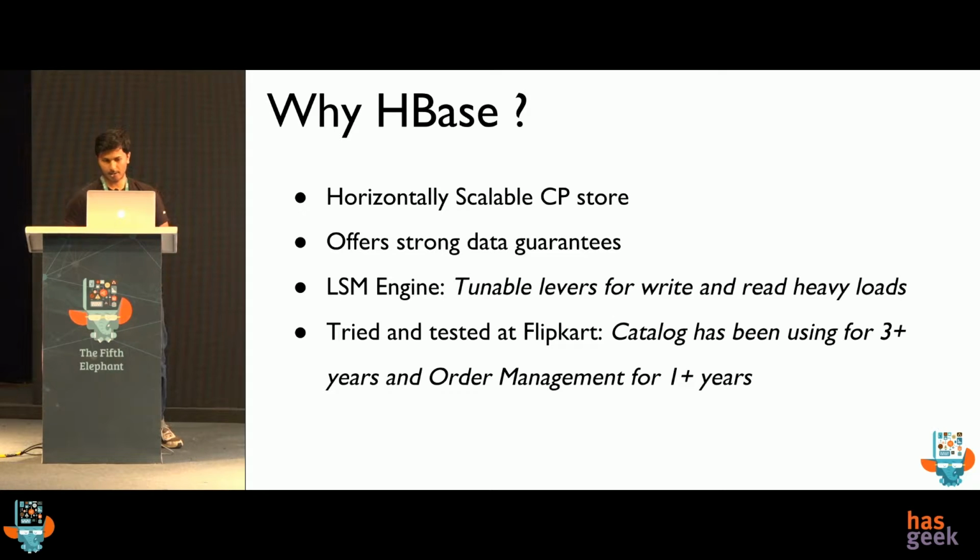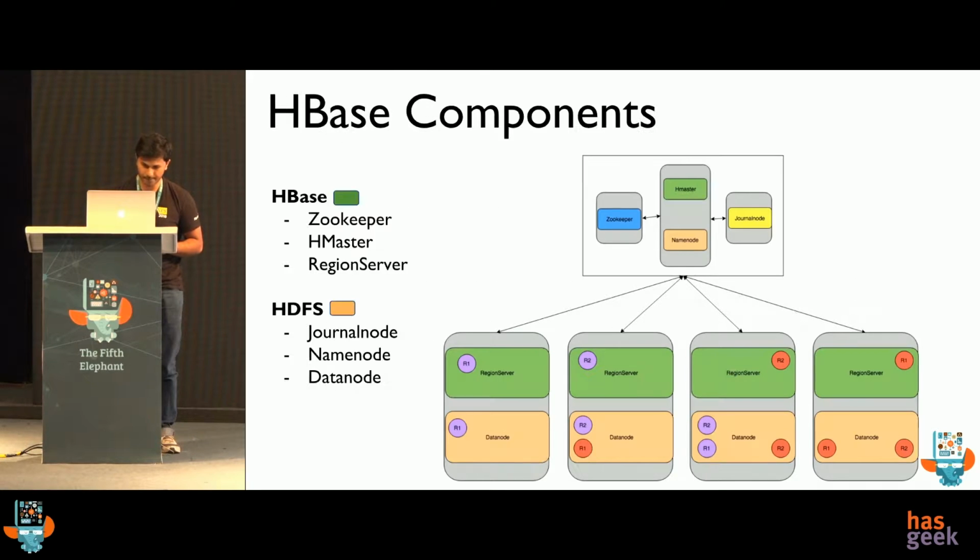And why? Well, HBase was a horizontally scalable CP store. It offered strong data guarantees. It had an LSM engine with tunable levers for write and read heavy loads. And moreover, it was tried and tested in Flipkart. The catalog team had been using it for 3+ years. Us at order management had been using it as a cold store, although we were using the 0.94 version of HBase. So in fact, we had deeper expertise on HBase as well, which also pushed our choice towards it. So let me try and justify what I meant by horizontally scalable, and also introduce HBase to the larger audience here if you're not aware of it.